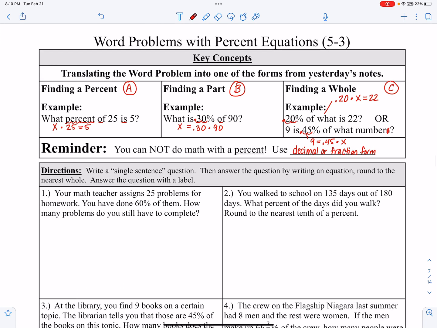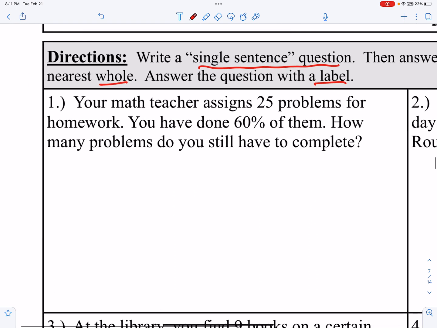So let's look at the directions. We're writing a single sentence equation first that aligns with the problem, and then we answer the question by solving the equation and rounding to the nearest whole. We need to make sure we answer the question with a label. So let's take a look at this first one. Your objective is to start analyzing what you know and what you do not know. Some of the easiest places to look are in the question itself, because that's the place where it's listing the thing you don't know.